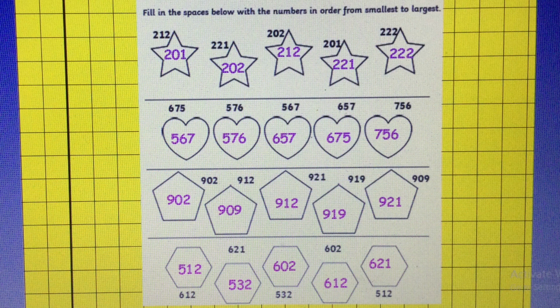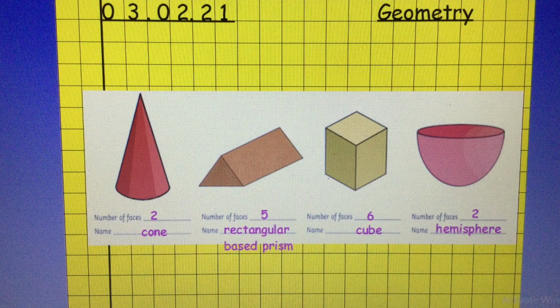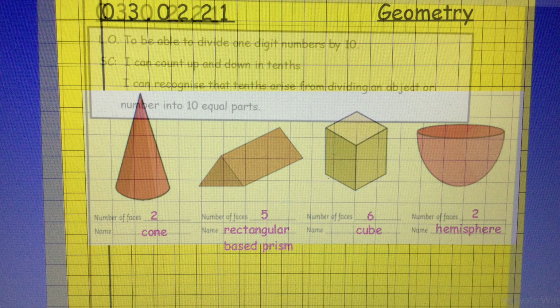And here are your answers. Pause the video to mark them. Here is your geometry challenge for today. You need to write down the number of faces that each of these 3D shapes have, as well as their name. Pause the video now to have a go. Here are your answers for the geometry challenge today. Pause the video to mark the questions that you answered.